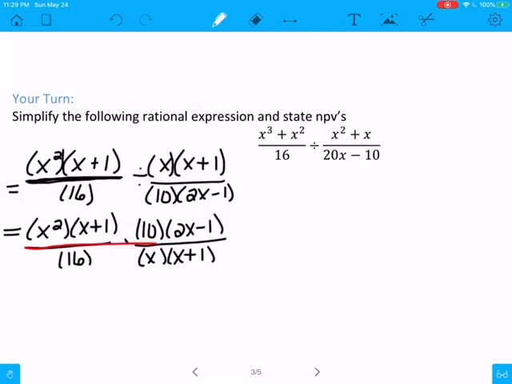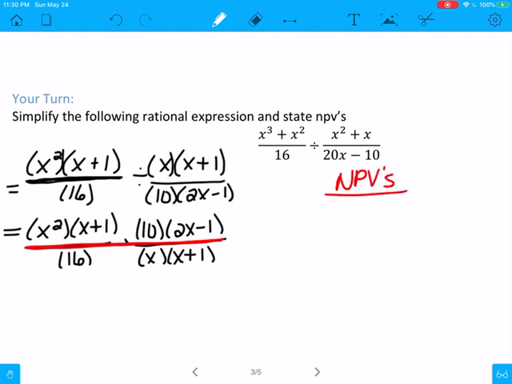And then you actually get it completely across. But before we put it completely across, we have to state those NPVs, right? Of everything but the x squared and x plus 1. Okay, so you're going to state it for everything but the top left. So I'm going to start on the right, bottom left.